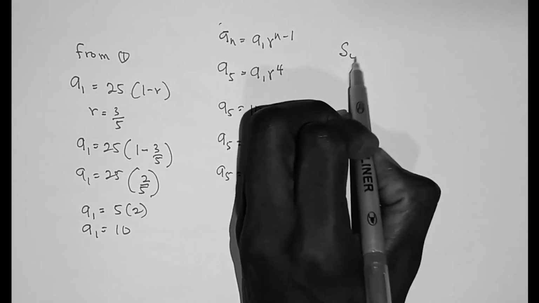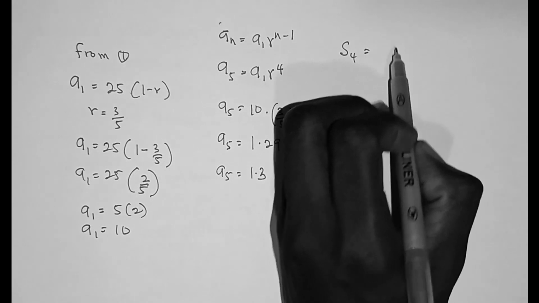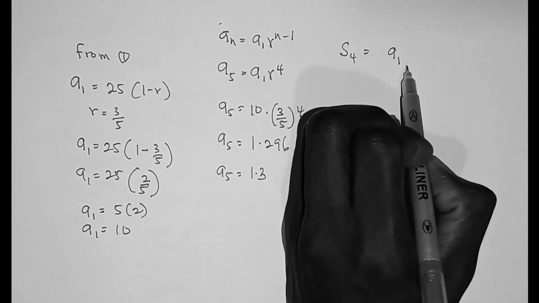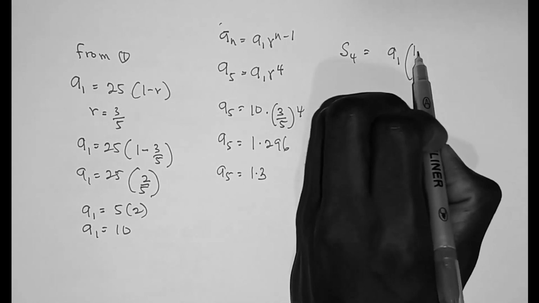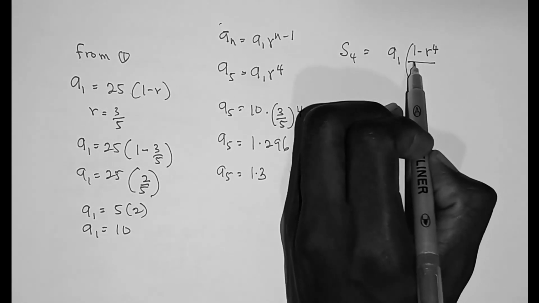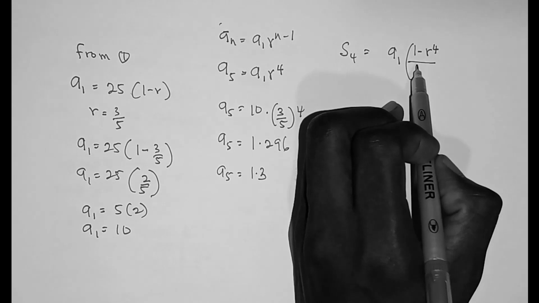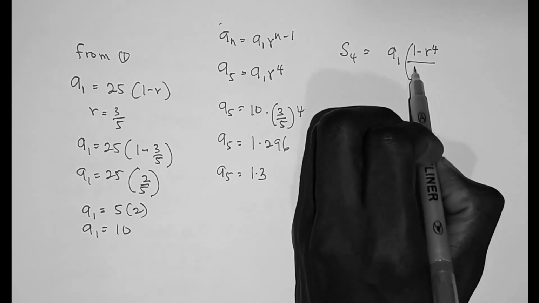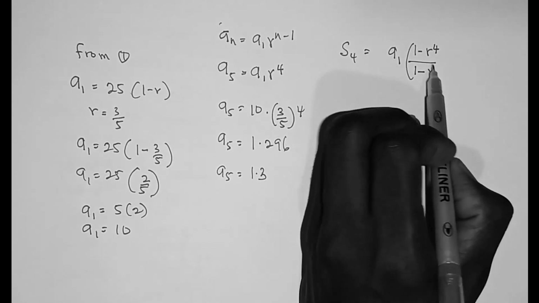But we know that S4 is equal to a1 times, in brackets, 1 minus r exponent n, which is 4, divided by 1 minus r.